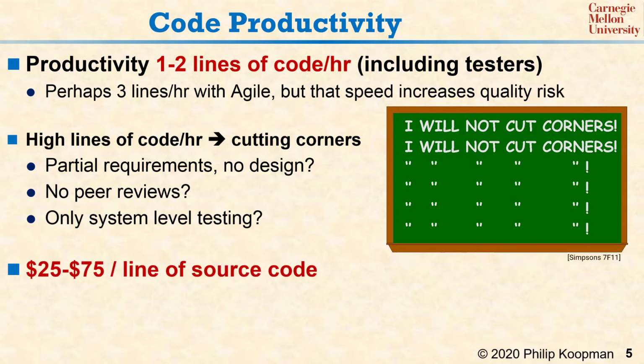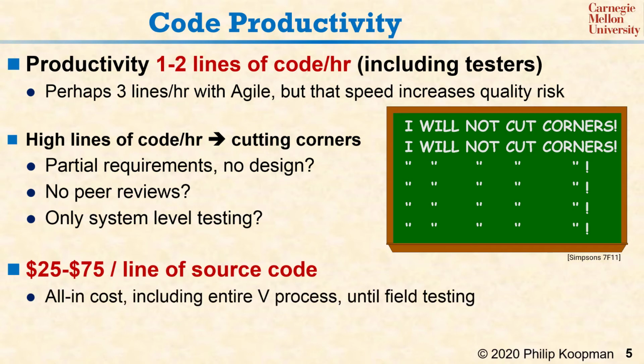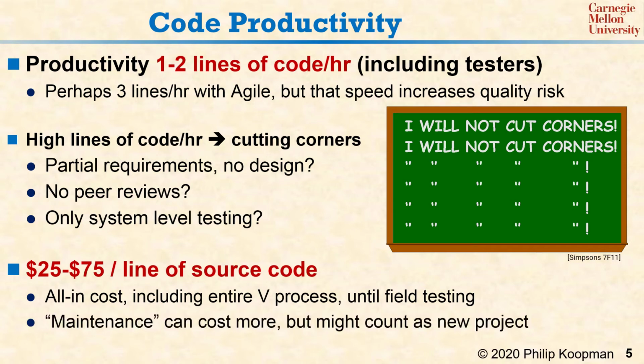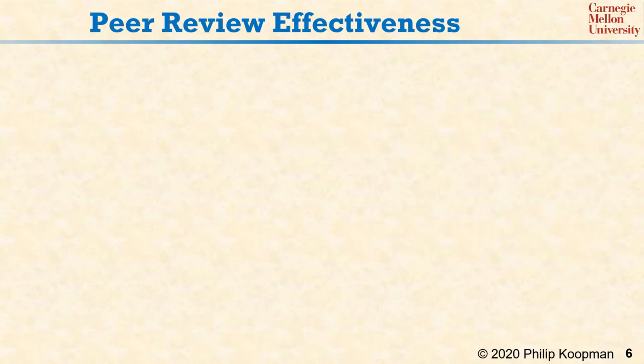If you do the math, this means your code can easily cost the company $25 to $75 per line of source code. The actual number depends on your location and also factors such as whether your accounting system charges overhead on your development staff. Again, keep in mind this is the entire cost of development from requirements all the way through acceptance test. Maintenance can cost even more, perhaps significantly more if you end up having a product recall because of defect escapes. Given how expensive software is, it's important to find cost-effective ways to prevent defects from reaching testing or getting into the field.